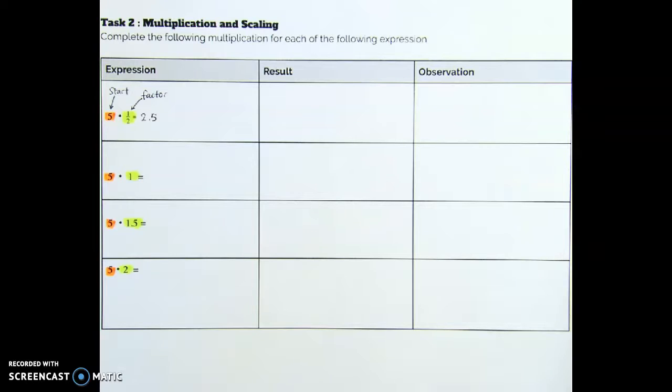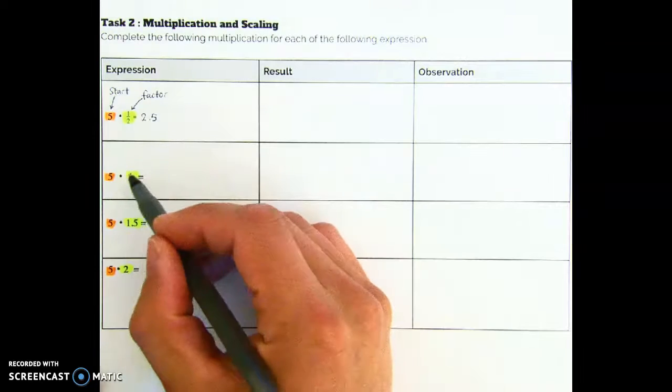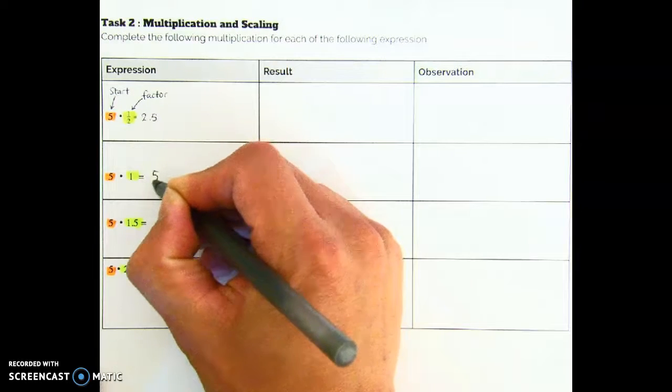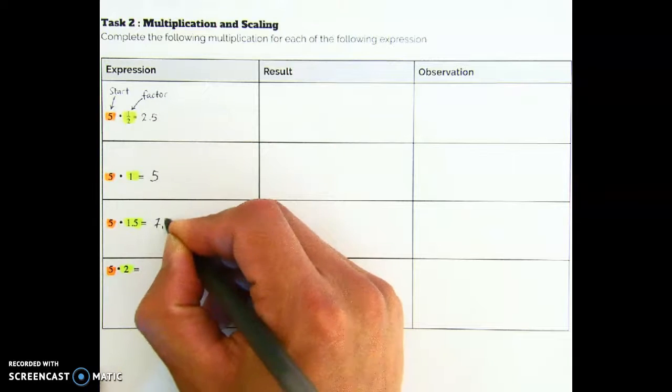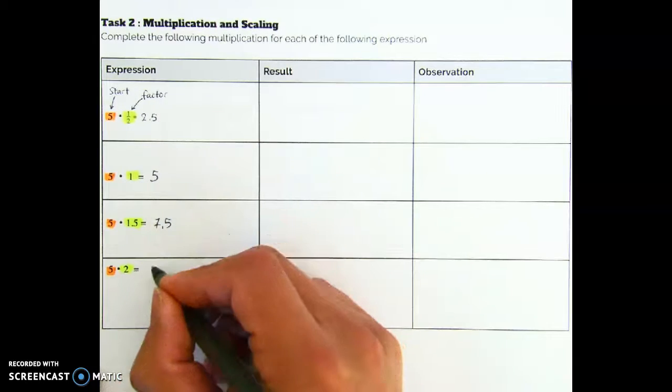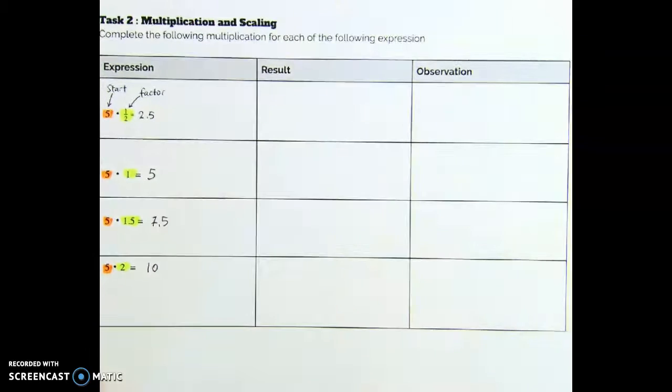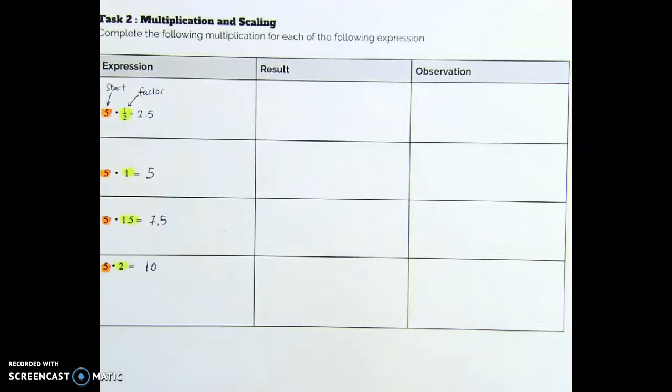Great. Hopefully at this point you have pressed all of these and you got to the answers. 5 times 1 should give you 5. 5 times 1.5 should give you 7.5. And then 5 times 2 should give you 10. Great. Now that that's done, we're going to look at the results.